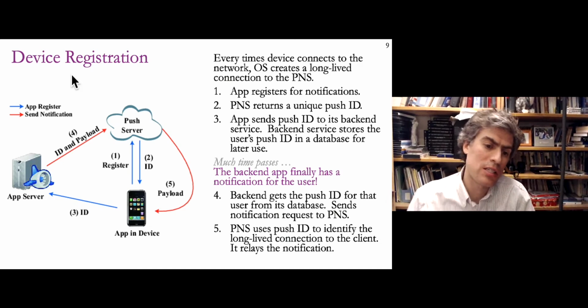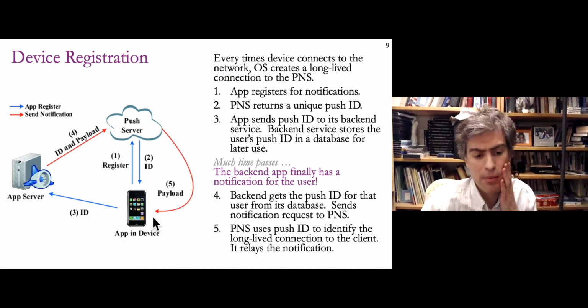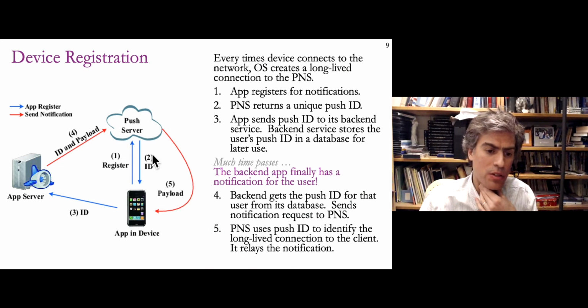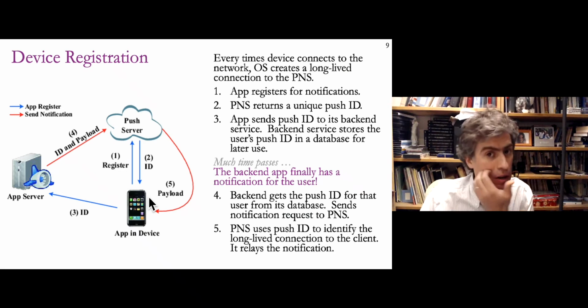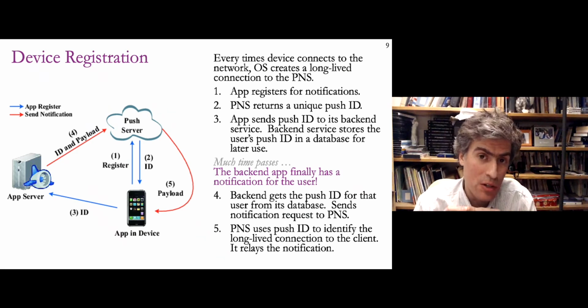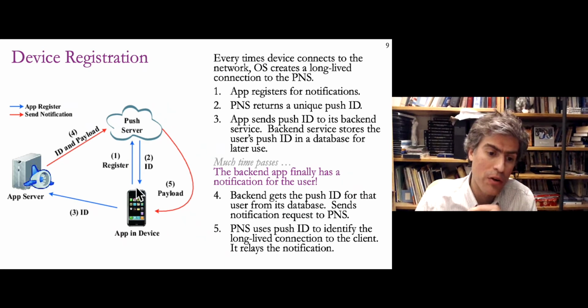There's a registration that has to happen first for this to work. So the app running on the device has to request a device ID or a user ID from the push server. That's what this first step is, registration. And this is the time when on your device you'll see a pop-up that asks the user, do you want to allow push notifications? If the user says yes, then the app through the OS will send a request to the push server to get an ID.